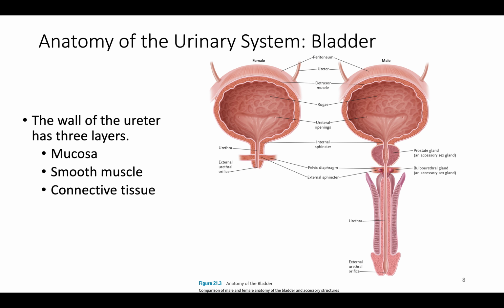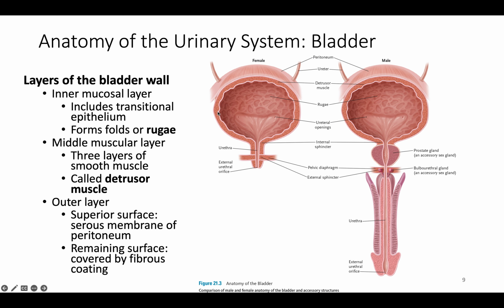Okay, the wall of the ureter has three major layers. We have a mucosal layer, a smooth muscle layer, and then a connective tissue layer. All right, so here we are going to have, again, the mucosal layer, the smooth muscle, and then the connective tissue. So here's the connective tissue. The center part is the mucosal, and then this part here is smooth muscle.